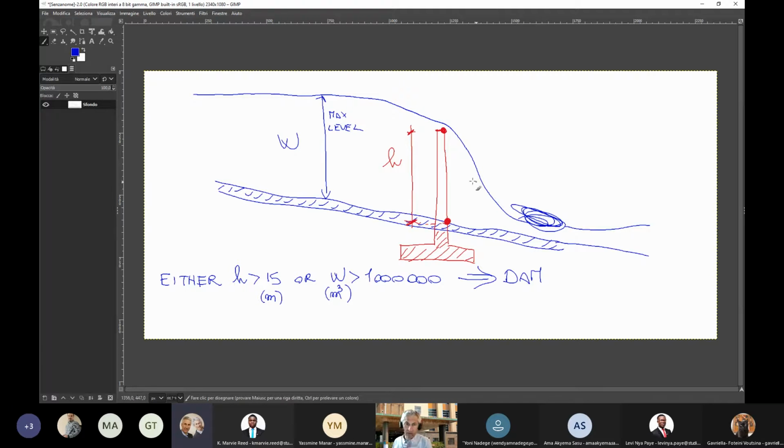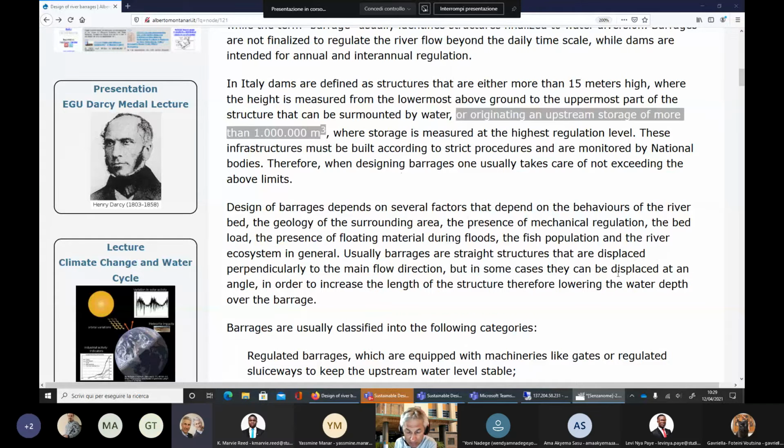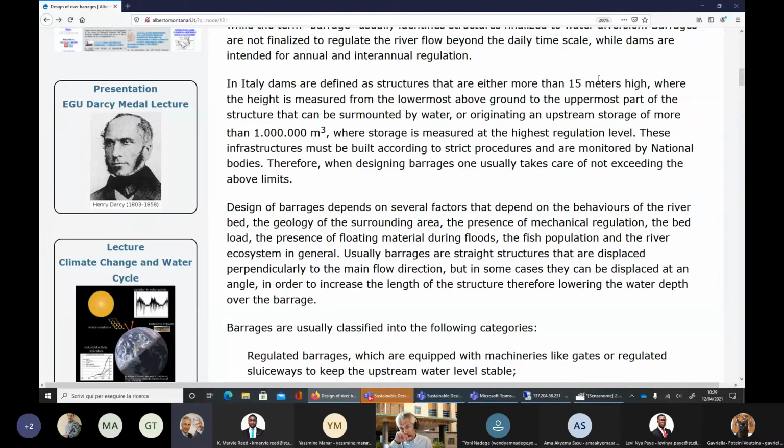Why is it important to make a difference? Because if your structure is a dam, the technical constraints and the regulation constraints are much more challenging with respect to a barrage. The dams are controlled in Italy by a national authority, and in particular, the national authority takes care of monitoring the dam structure, of making periodic checks, etc. A barrage is typically controlled by regional authorities with much less requirements.